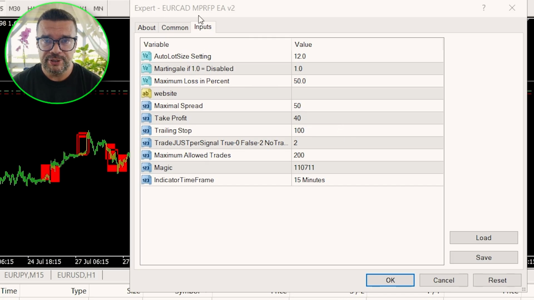For the Euro Canadian dollar, the auto lot size is 12 in this case. I'm not using any martingale. It can be used, and I used it in the past, but I decided to just keep the grid part. I have a stop loss at 50%, which was never even close of hitting. Maximum spread 50, take profit at 40 points, trailing stop at 100.